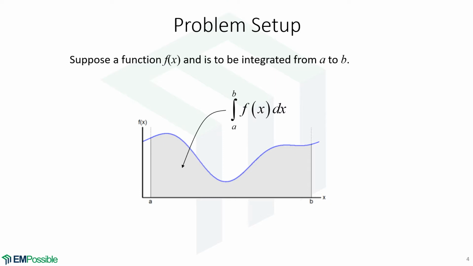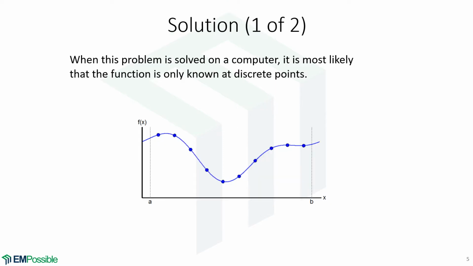How can we do this numerically? First, we have to realize that if this is on a computer, we probably only know the function value at discrete points. And so I'm showing these discrete points. Yes, I've sort of connected this with the analytical function, but the analytical function typically is not known. And all we will know are these discrete points. So what do we do with those in order to estimate the integration from A to B?